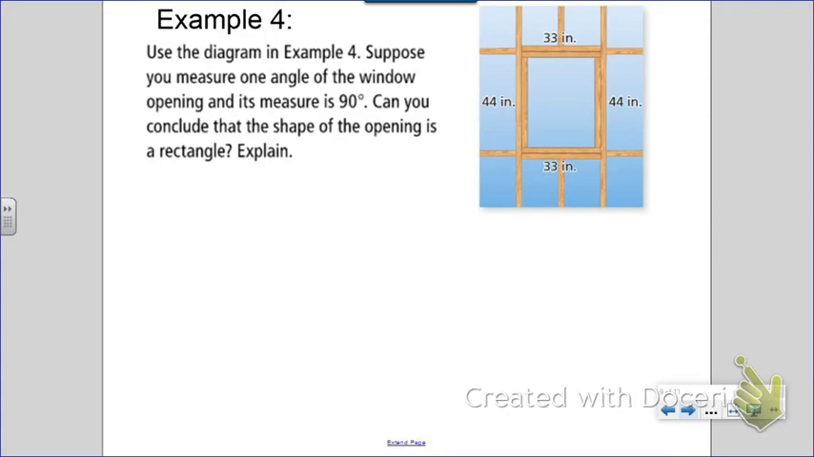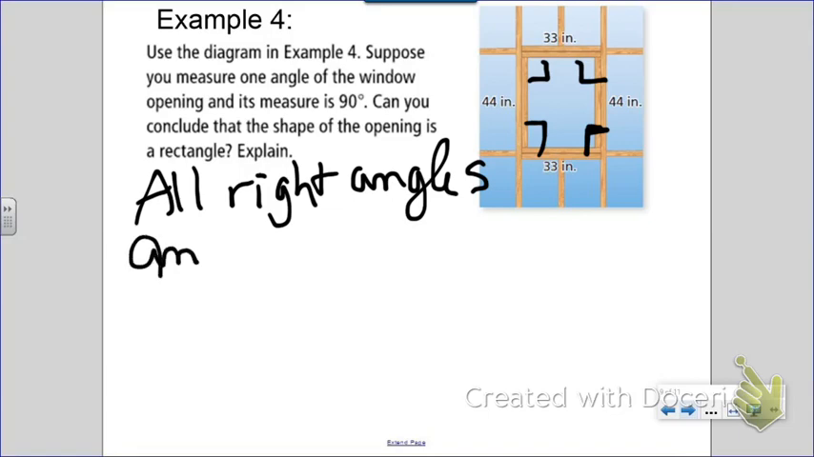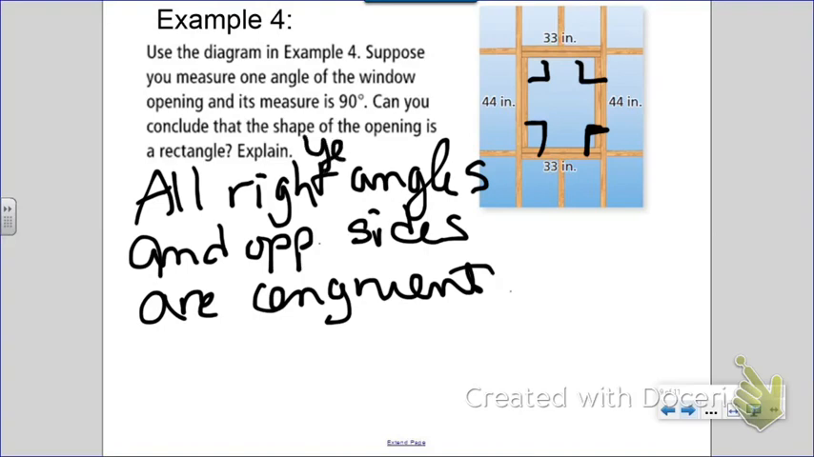Suppose you measure one angle of the window opening and its measure is 90 degrees. Can you conclude the shape is a rectangle? So if we conclude this is a right angle, consecutive angles are supplementary, so this is a right angle. Opposite angles are congruent. So the ones across from each other are also right angles. So if we have all right angles, and opposite sides are congruent, so that would be a yes.